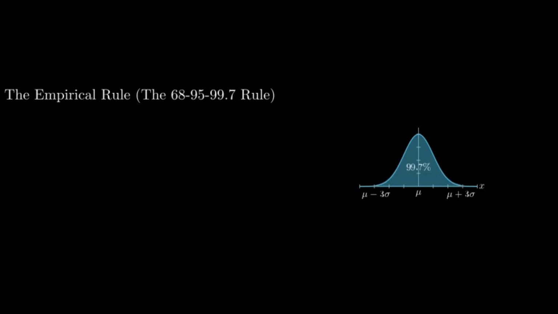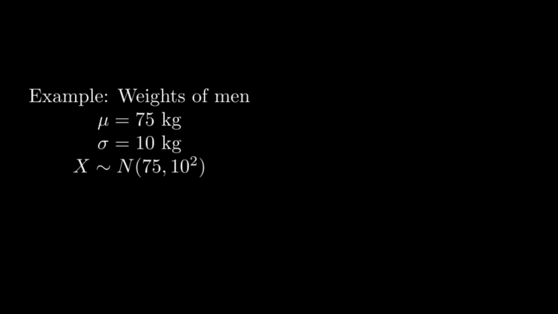Finally, if we extend to 3 standard deviations from the mean, we include almost everything. Approximately 99.7% of the data lies within this range. It's extremely rare for a value to be more than 3 standard deviations away from the mean. Let's make this concrete with an example. Let's consider the weights of a population of adult men, which we'll assume are normally distributed. Suppose the mean weight, mu, is 75 kilograms, and the standard deviation, sigma, is 10 kilograms.